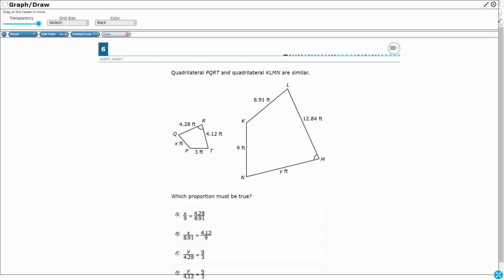All right, so we have two quadrilaterals here that are similar, which means their sides are going to be proportional and their angles are going to be congruent, but we're just looking for proportionality of their side lengths here. So one thing we need to see is that M lines up with R, but they are not in the same orientation, and that is going to make it very difficult.